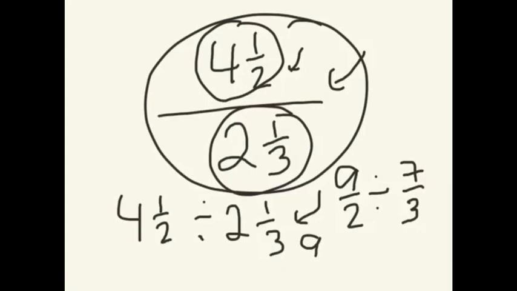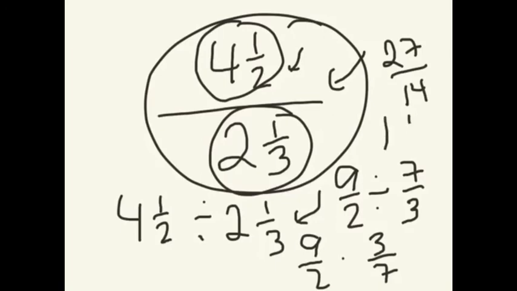Now I'm going to keep, change, flip. Oh darn, I can't cross cancel. Okay, so I'm going to do 9 times 3 is 27. And 2 times 7 is 14. 14 goes into 27 only one time, but there are 13 left over, so your final answer is 1 13/14.